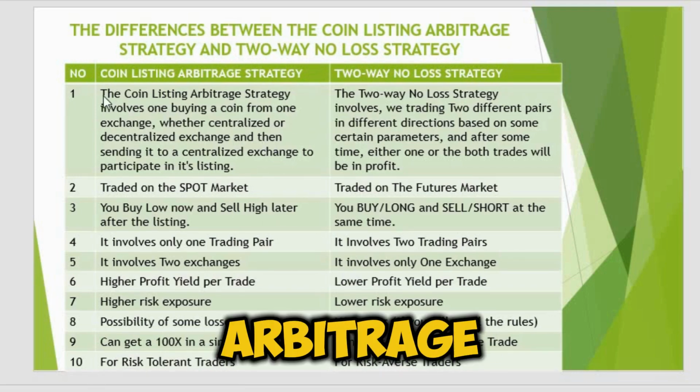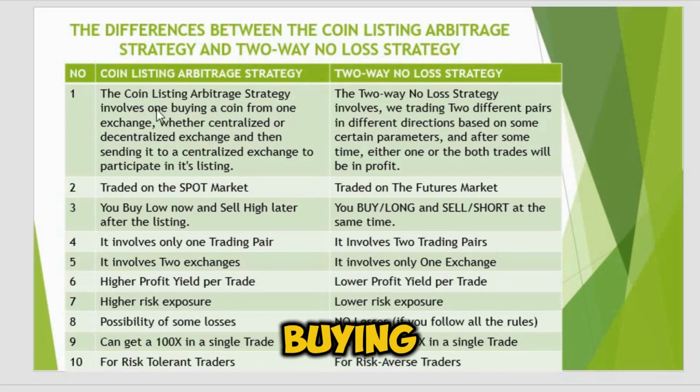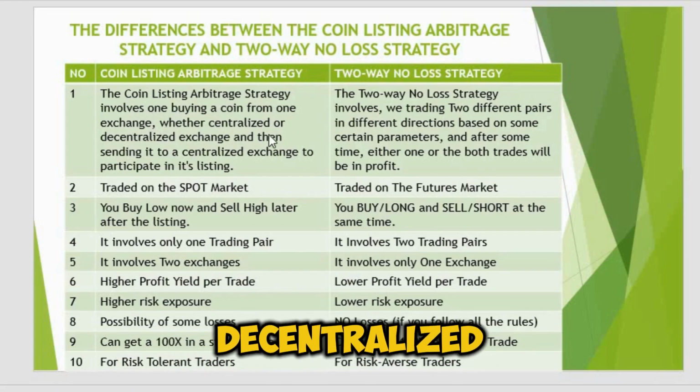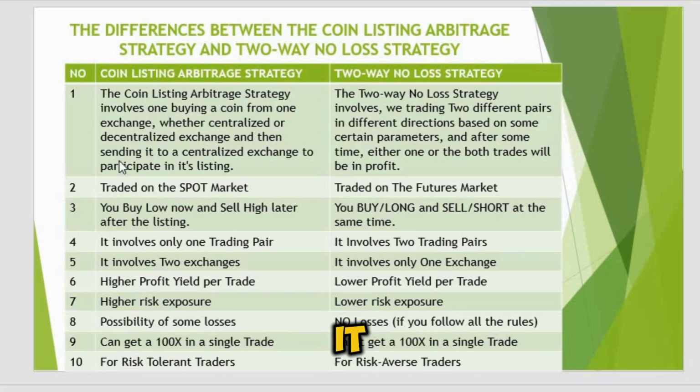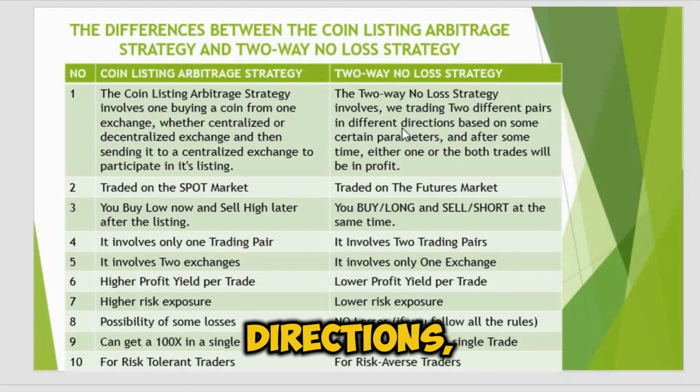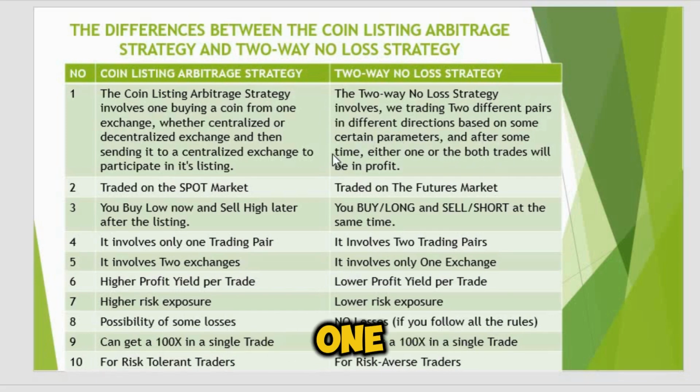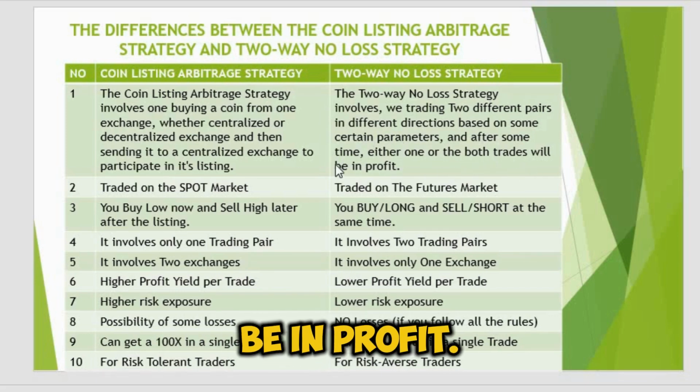So the coin listing arbitrage strategy involves buying a coin from one exchange, whether centralized or decentralized, and then sending it or selling it to a decentralized exchange to participate in its listing. While the two-way no loss strategy involves trading two different pairs in different directions based on certain parameters, and after some time either one or both of the trades will be in profit.